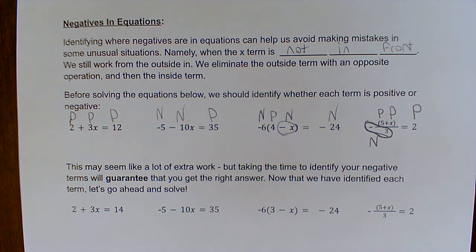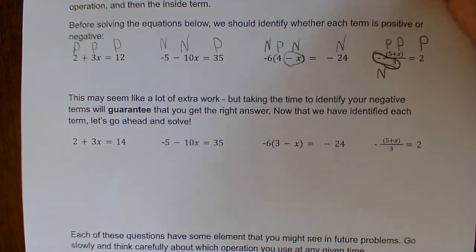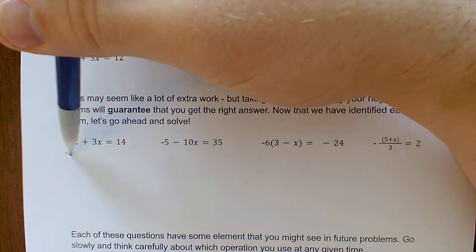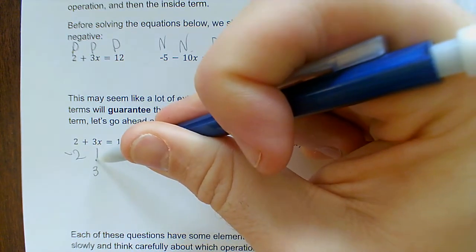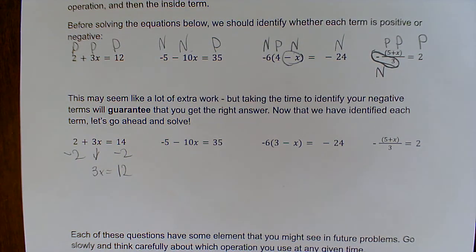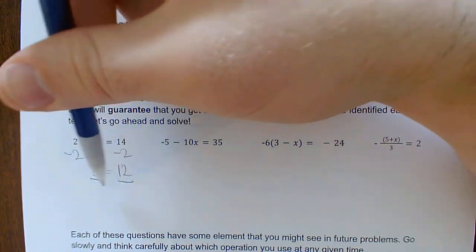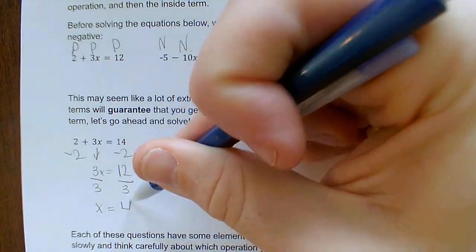Okay, this may seem like a lot of extra work, but taking the time to identify your negatives will guarantee that you get the right answer. Now that we've identified each term, let's go ahead and solve. So the first one is just like what we've seen before, except now that the x is on the inside of the equation. So I'm going to subtract my 2 from both sides, and I wind up with 3x equals 12. Solving this is as simple as dividing both sides by 3. When I do that, x equals 4.